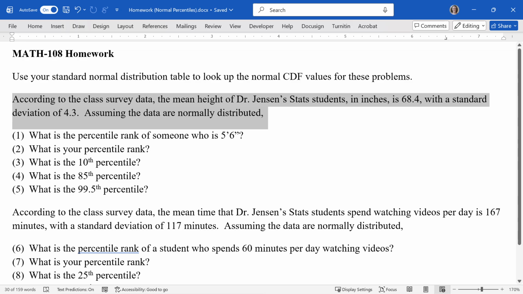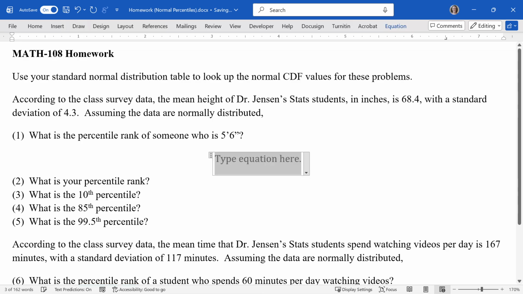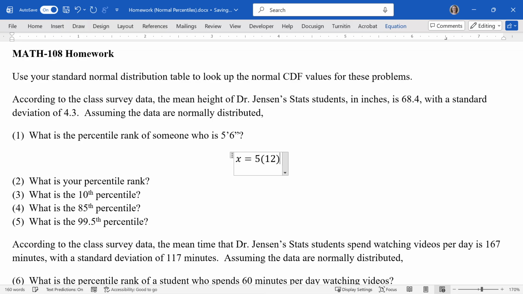According to the class survey data, the mean height of Dr. Jensen's stat students in inches is 68.4 with a standard deviation of 4.3. Assuming the data are normally distributed, what is the percentile rank of someone who is 5'6"? Because we're doing normal distribution, we need to convert data values into z-scores. First, I need to express it as total inches, like the mean is given here. So my x value, my data value, is going to be 5 times 12 plus 6. That's 5 feet plus 6 more inches, 66 inches.